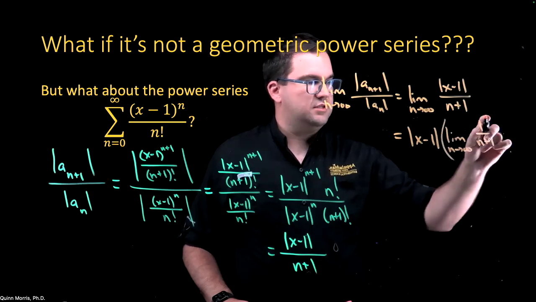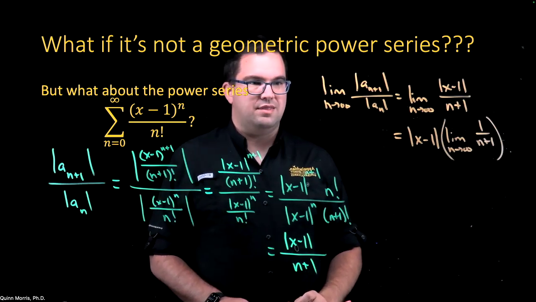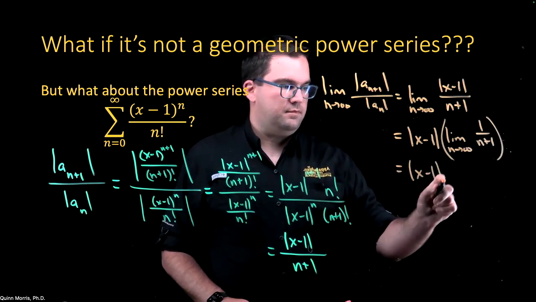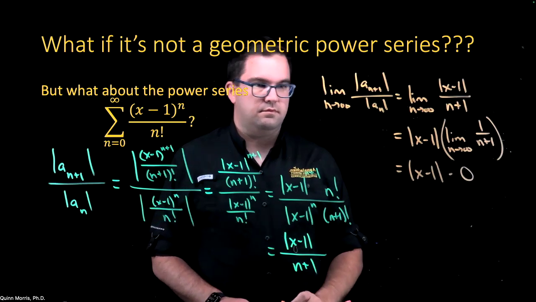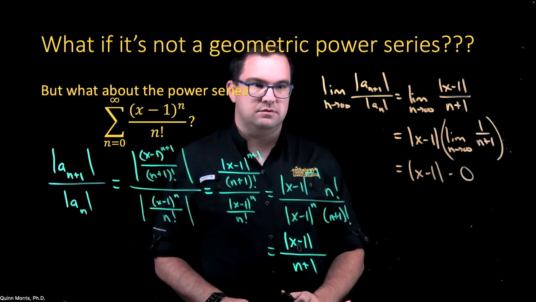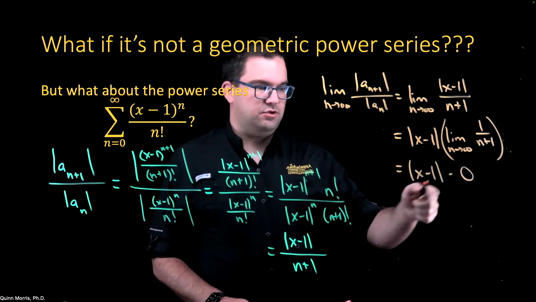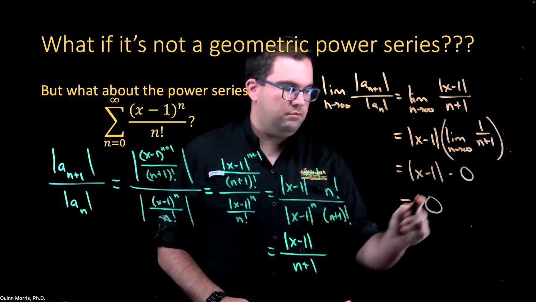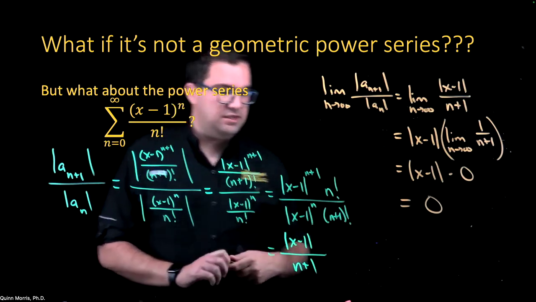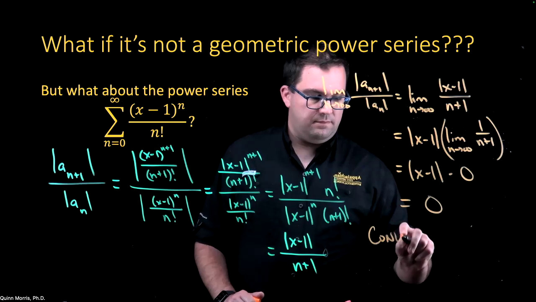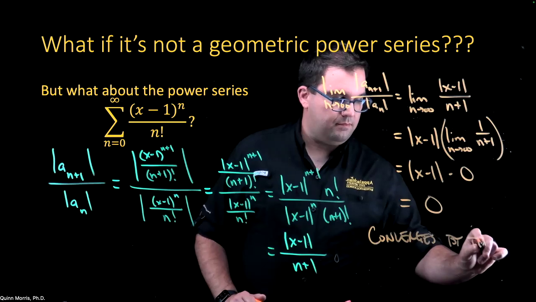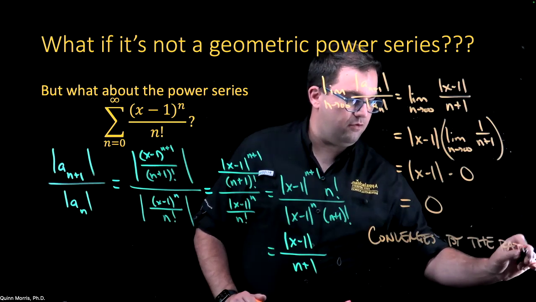So since that's a constant as far as the limit's concerned, I can pull that value out. And now notice that this limit is just 0. And so now you notice that, well, it actually doesn't matter what x is, right? Because I'm going to get the absolute value of x - 1 times 0. So no matter what x value I put in there, my limit will be 0. And so this converges by the ratio test for all values of x.